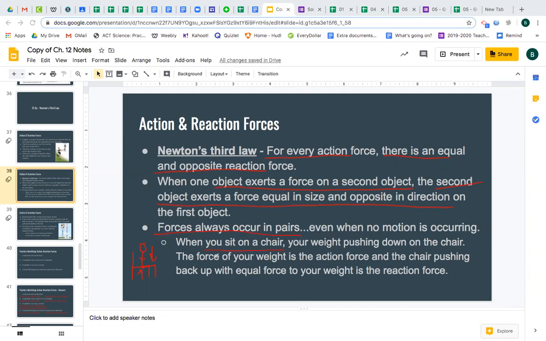Your weight pushes down on the chair, and the force of your weight is the action force. So you caused this to happen. You sat on the chair, you exerted the initial force. The chair pushing back up on you with an equal and opposite force is called the reaction force. So that's where we get equal and opposite. In this case, there is no motion happening, but those are still equal and opposite pairs.